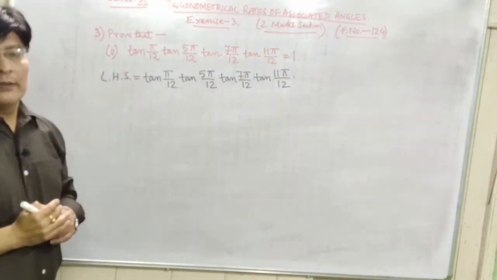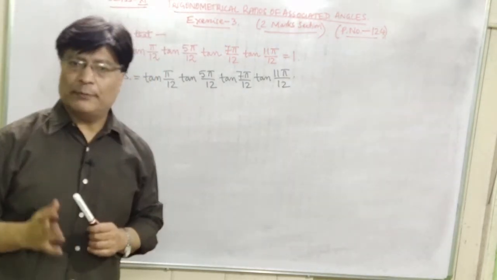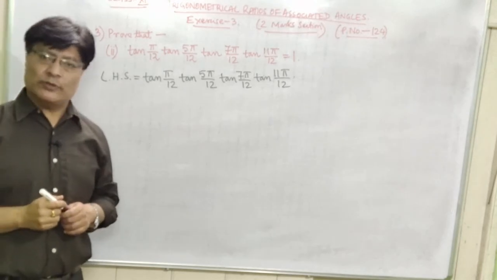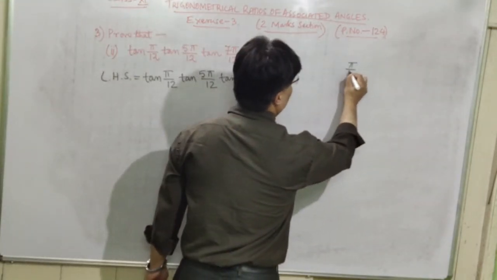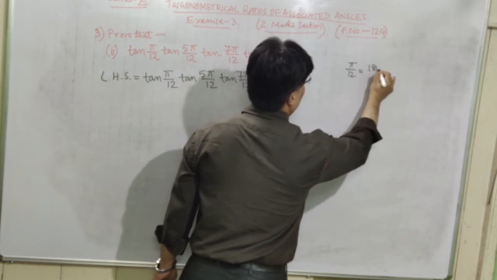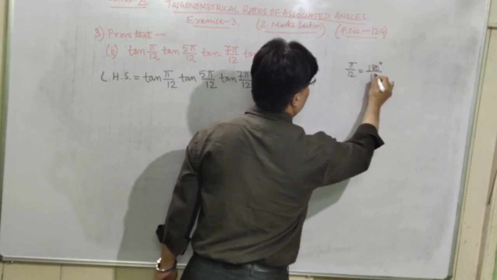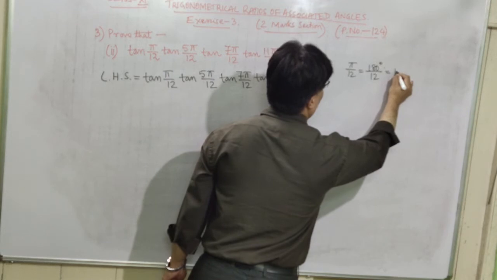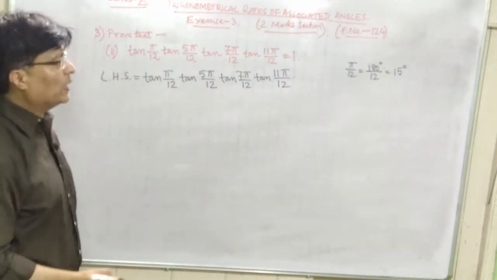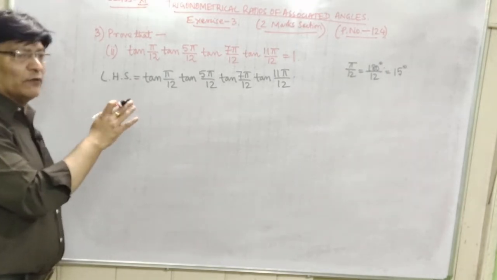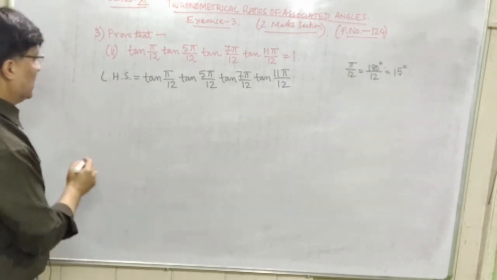Okay, so you should know the value for pi. Pi is in terms of radian. You know that pi is 180 degree, isn't it? So pi by 12, let us convert it into 180 degree by 12. That means 12 ones are 12, 12 fives are 60. That is your 15 degree.